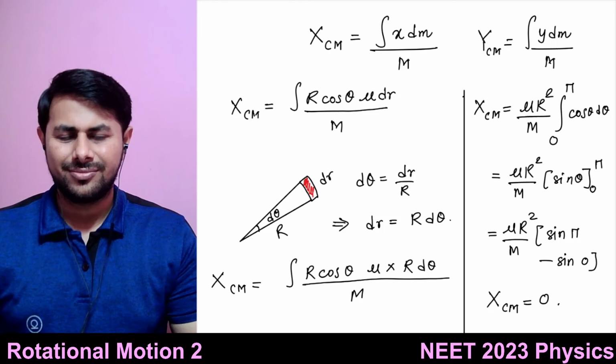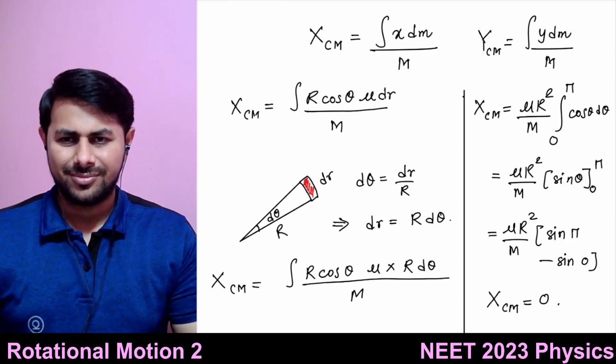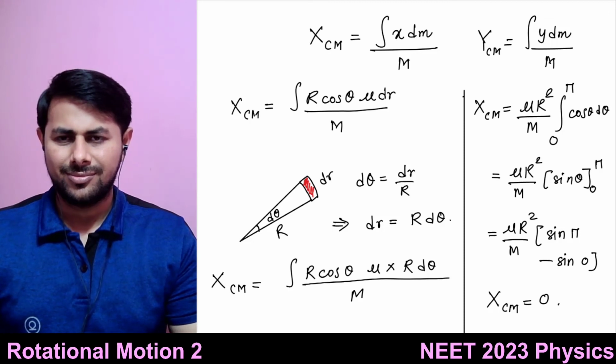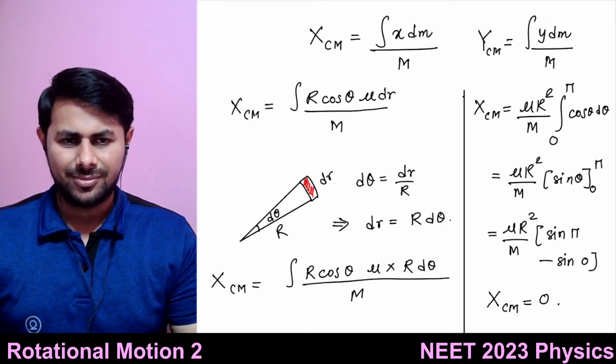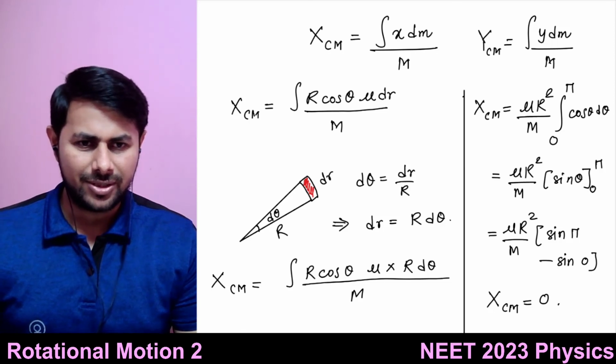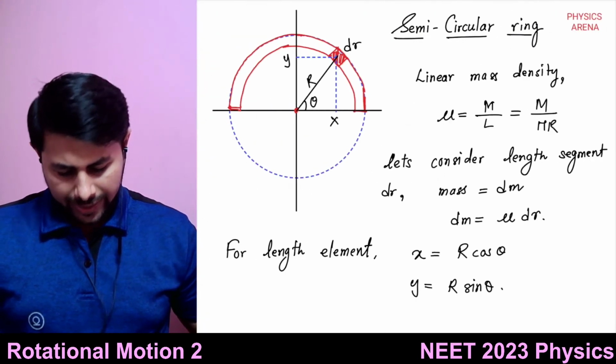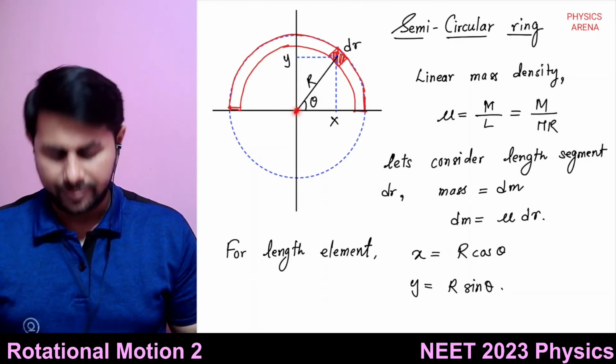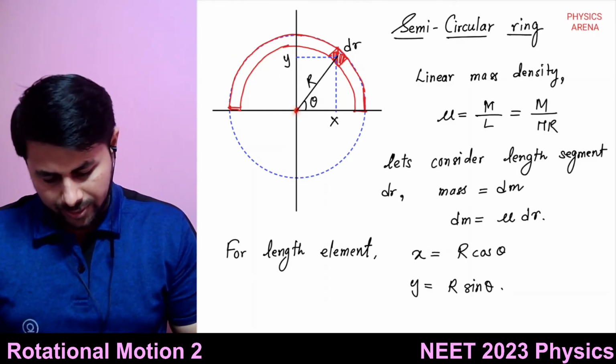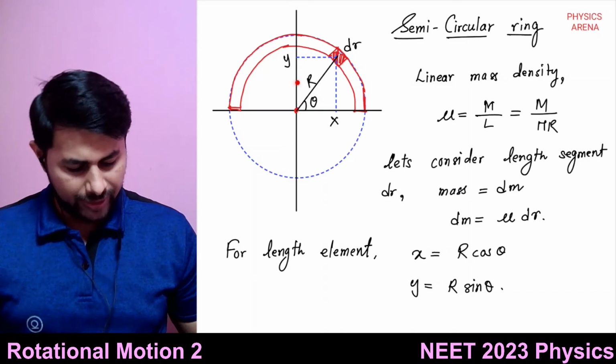Got it? Yes, no? Yes, Ravindran. Okay, so the x coordinate is 0. These are the coordinates we have to find.